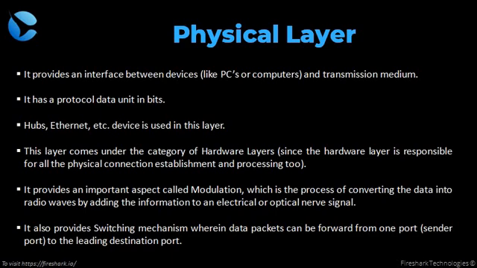It has a protocol data unit in bits. Hubs, Ethernet, etc. devices are used in this layer. This layer comes under the category of hardware layer. It does not go in the software layer because it is physically present. That's why it is known as the physical layer.